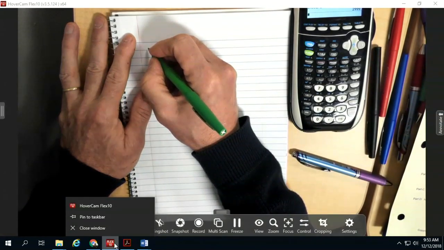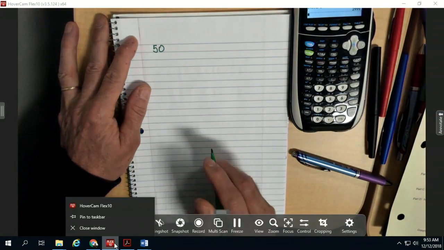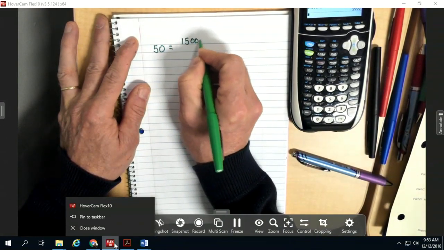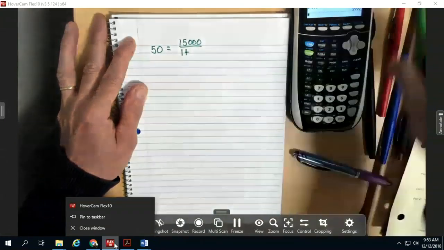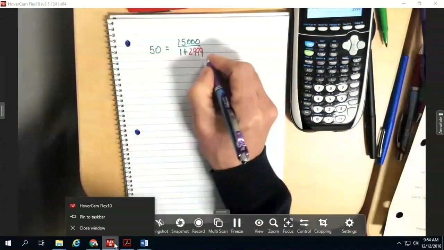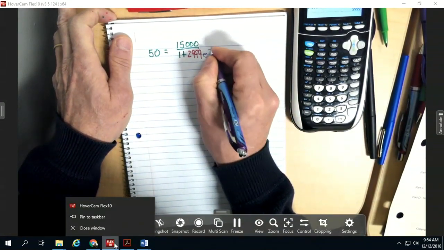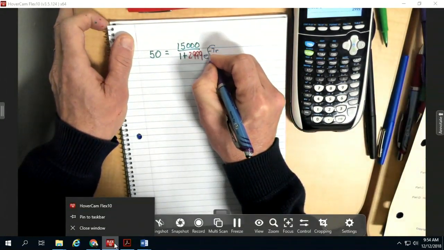So 10 days later, or I'm sorry, it's 7 days later, isn't it? 7 days later, we have 50 people that have the disease, and we know that's going to be 15,000 over 1 plus, we just figured out that B is 29.99, and E is going to be to the negative 7 times R. Why 7? Because 7 days is 50 patients.